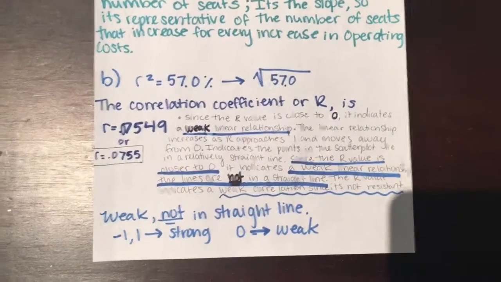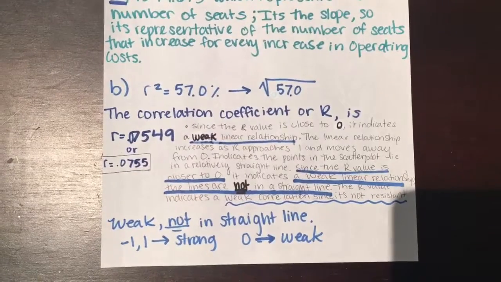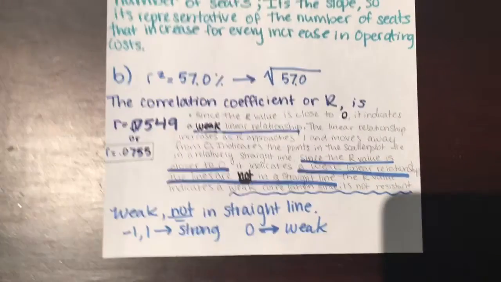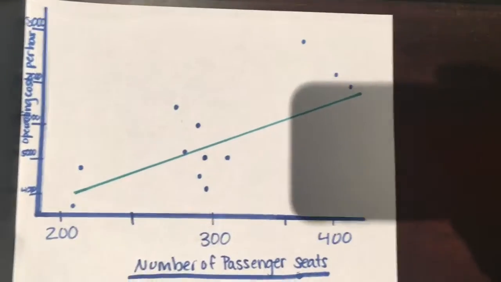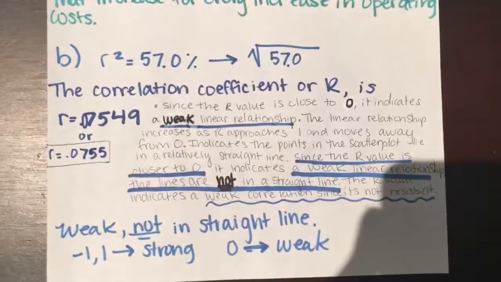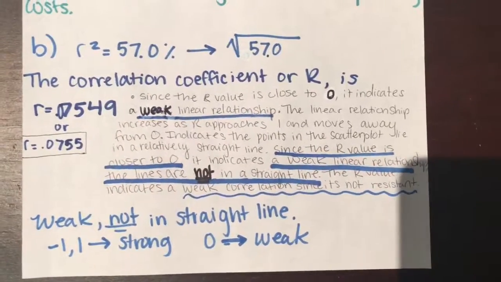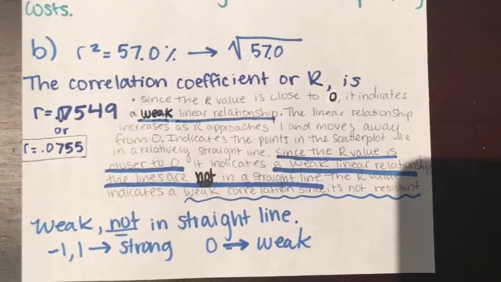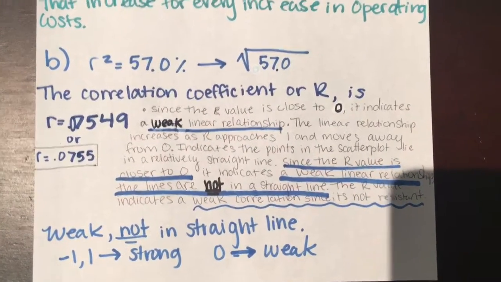So if it were closer to 1, it would indicate that the points were straight. And as you can see from this, they are not relatively straight, they're in clusters. Since the R value is closer to 0, it indicates a weak linear relationship and the points are not in a straight line. The R value indicates a weak correlation since it's not resistant.